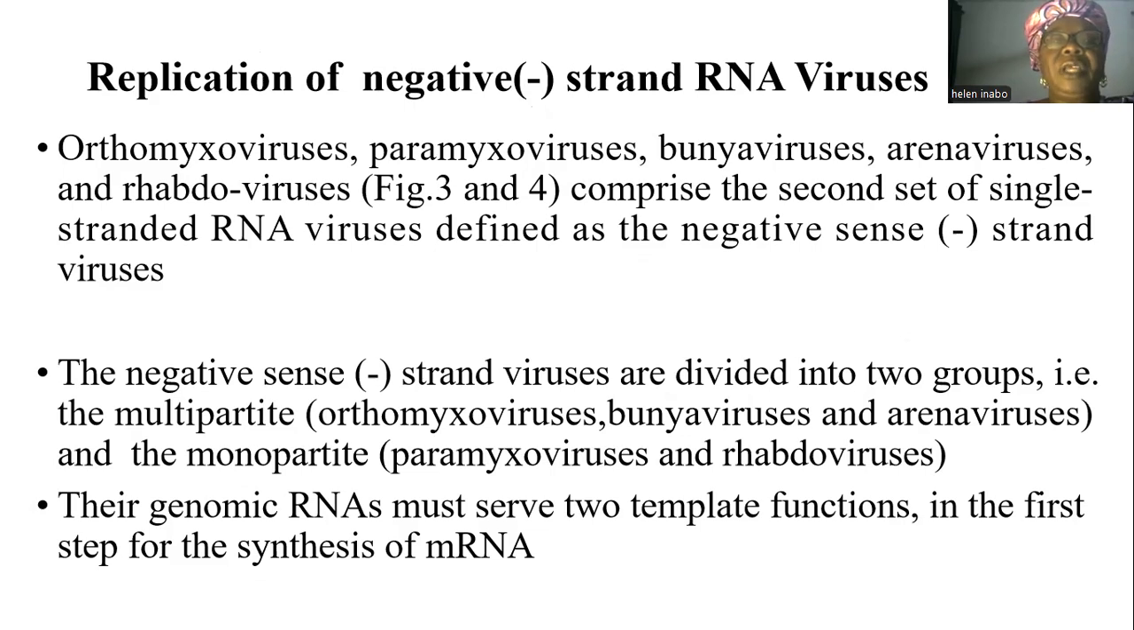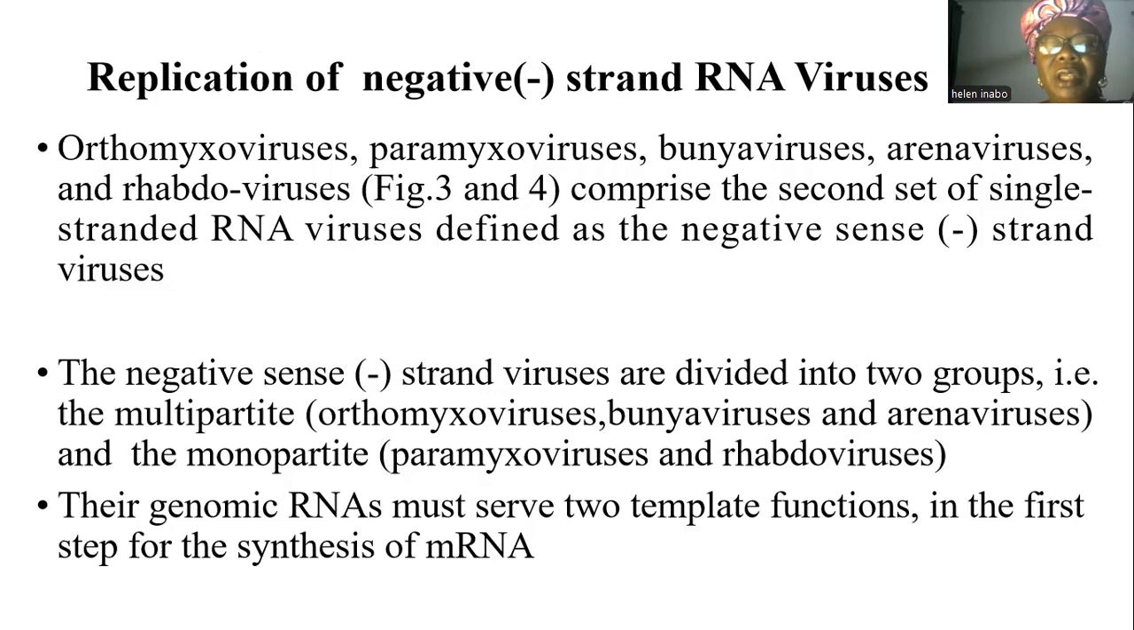Now let's talk about the replication of the negative strand RNA viruses. The negative strand RNA viruses include the following: orthomyxoviruses, rhabdoviruses, paramyxoviruses. The negative sense strand viruses are divided into two groups. We have the multipartite group. This includes the orthomyxoviruses and arenaviruses, while the monopartite viruses include the paramyxoviruses and the rhabdoviruses.